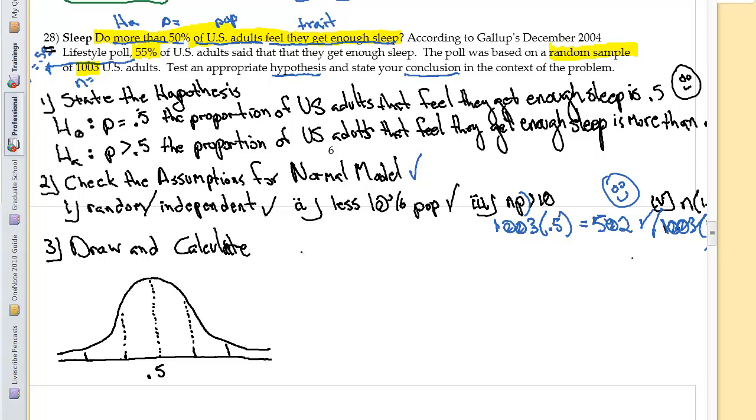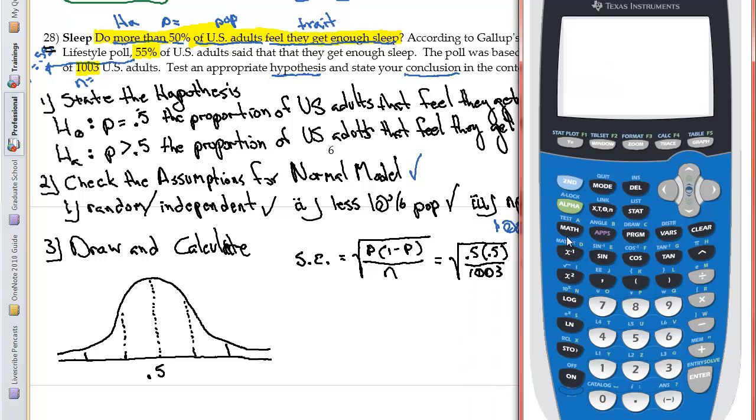Okay, so I need to calculate my standard error here. My standard error is going to be equal to the square root of p times 1 minus p all over n. Alright, and so now I'm going to have the square root of 0.5 times 0.5, okay, all over 1003. Okay, and so now I need to plug this into my calculator. So here we go. The square root button is right here, so you get second square root 0.5, right, times 0.5. Now, you know what? Here, let me do it this way.